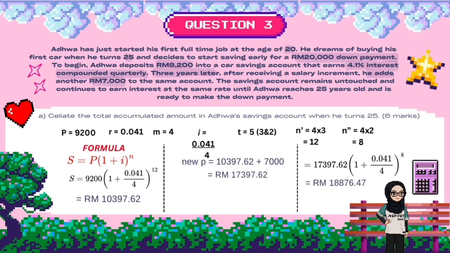S equals 17,397.62 times (1 plus 0.041 over 4) to the power of 8. After calculating, S equals 18,876 ringgit and 47 cents. So that will be our final answer for question A.